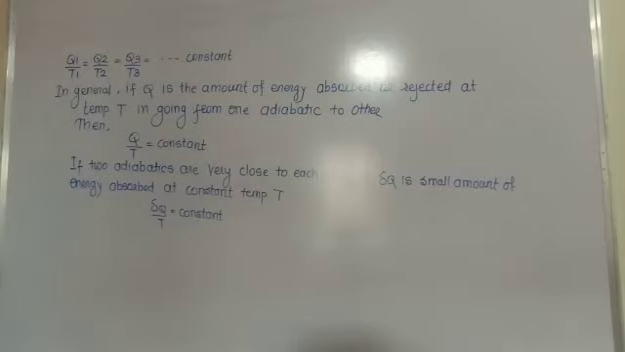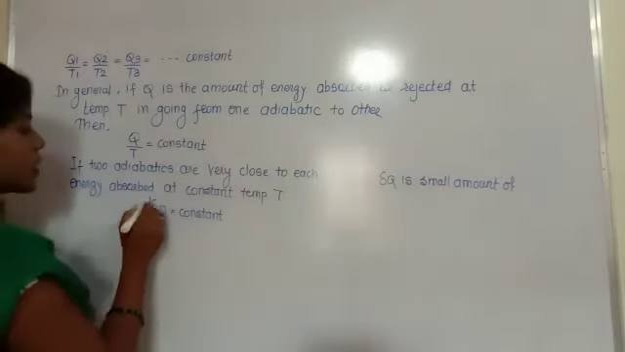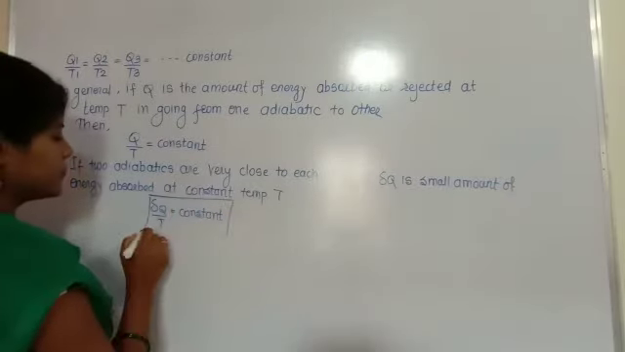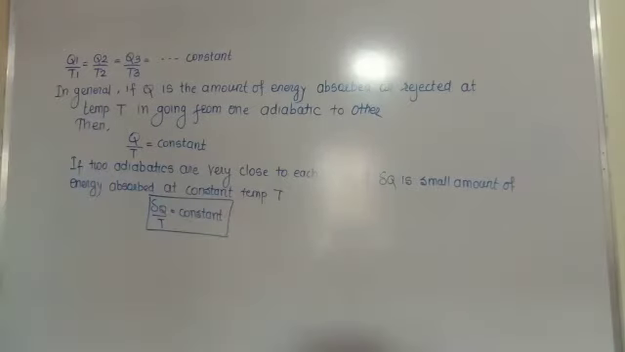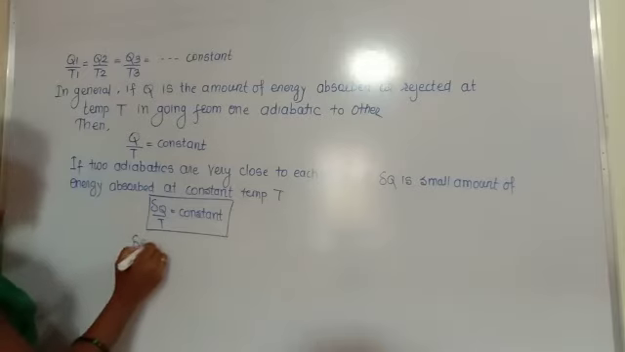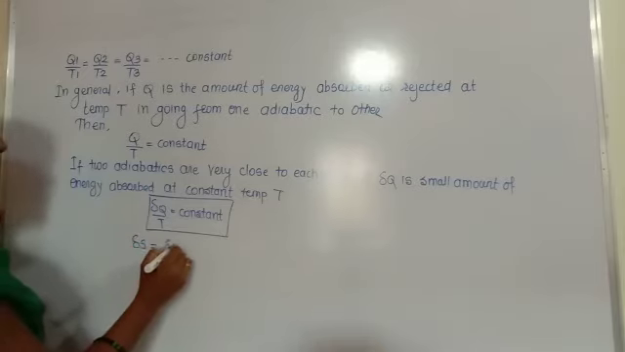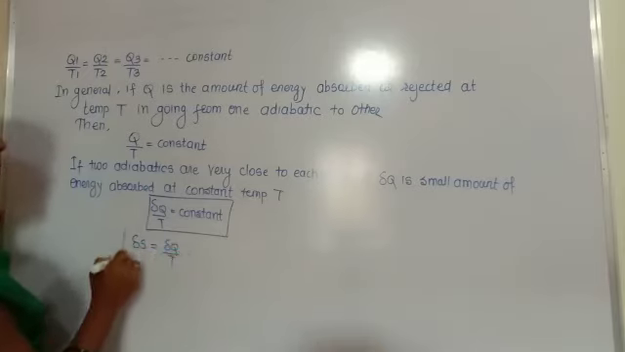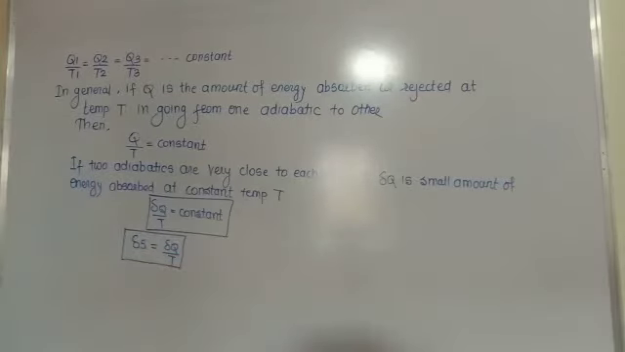So this constant ratio is called the change in entropy between the states represented by the two adiabatics, and this ratio is denoted by delta S. Delta S is equal to delta Q by T. So this ratio is called the change in entropy and denoted by the letter delta S.